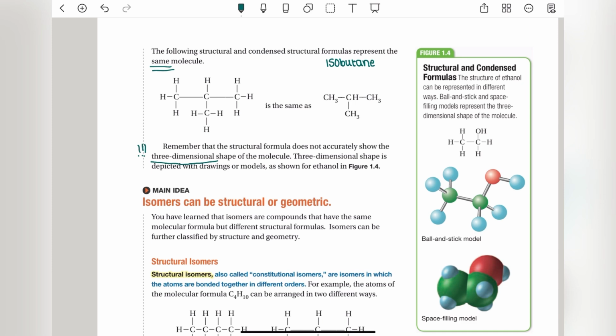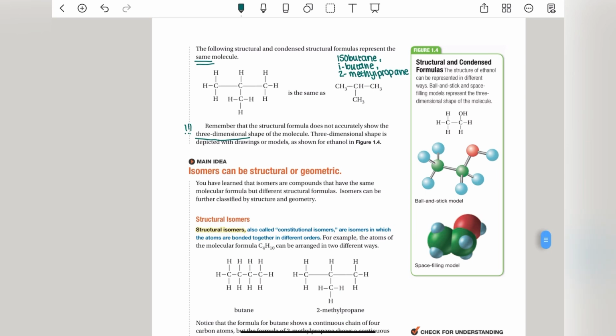It's also sometimes referred to as isobutane. It has four common names: 2-methylpropane and simply methylpropane. So you can call it 2-methylpropane or methylpropane. And then its isomer is butane, as we will see here. It has the same molecular formula but a different structure.